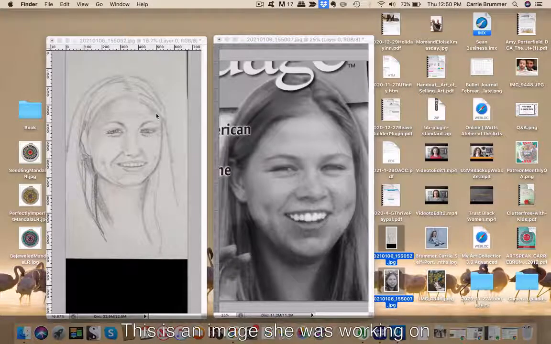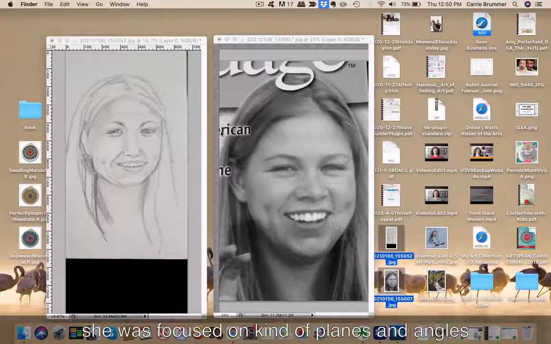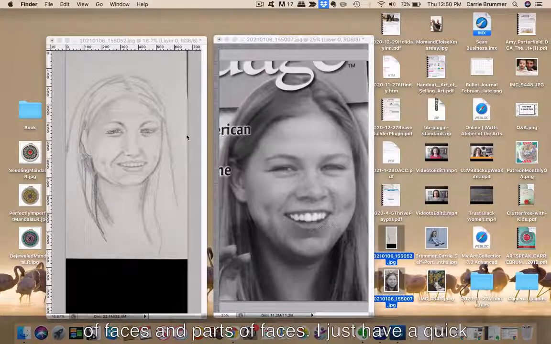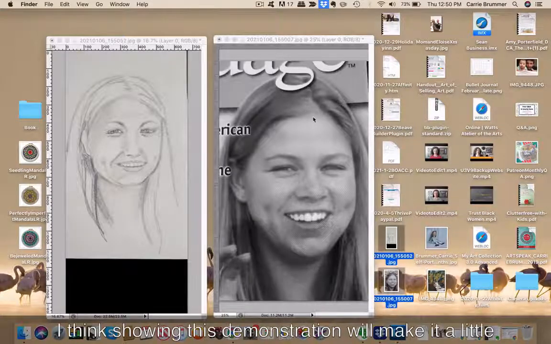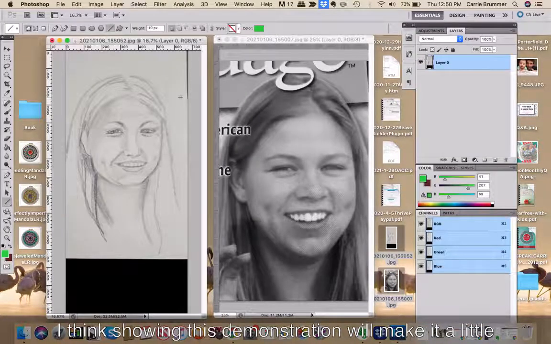This is an image that she was working on, and she was focused on plane and angles of faces and parts of the faces. So I just had a quick tip for her that I wrote about on the website, but I think showing this demonstration will make it a little easier for you to see.